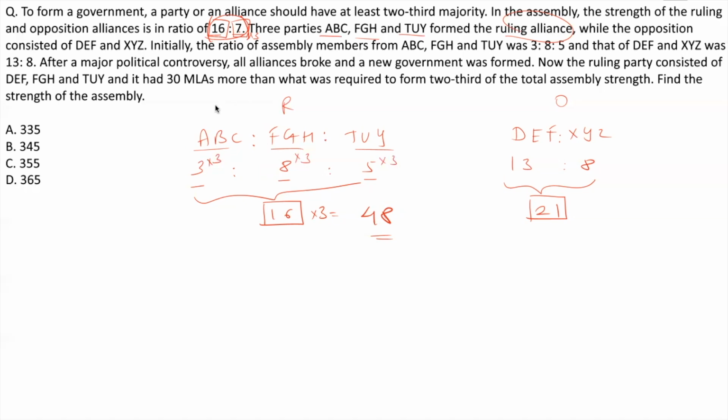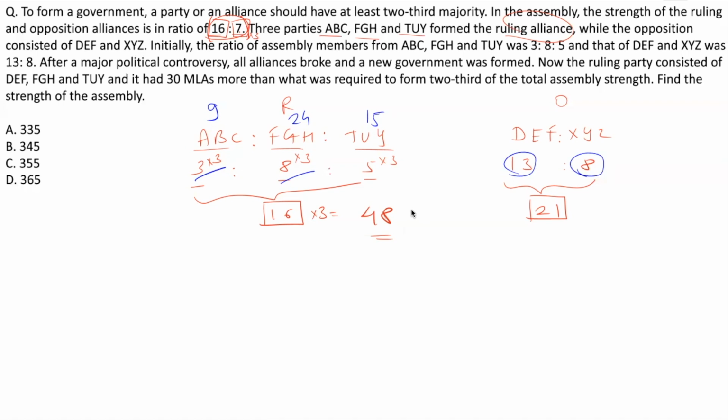So the number of members from ABC is 3 3s are 9. Number of members from FGH is 8 3s are 24. Number of members from TUY is 15. Okay, DEF is 13 and XYZ is 8. As such, no change. All right.